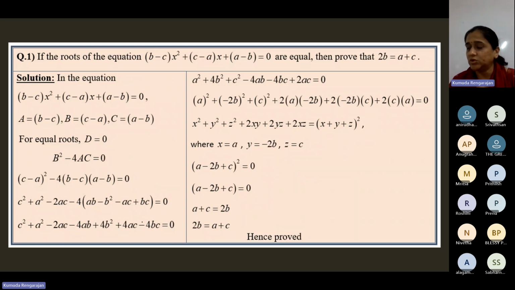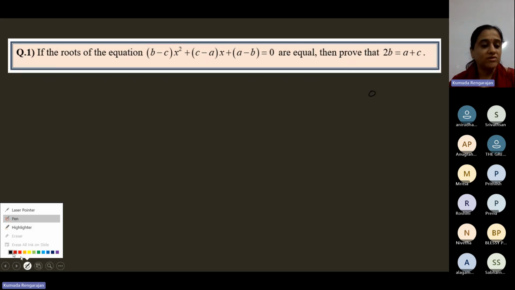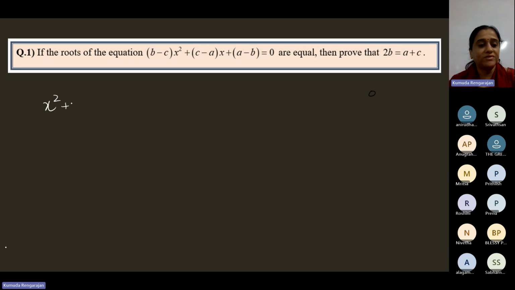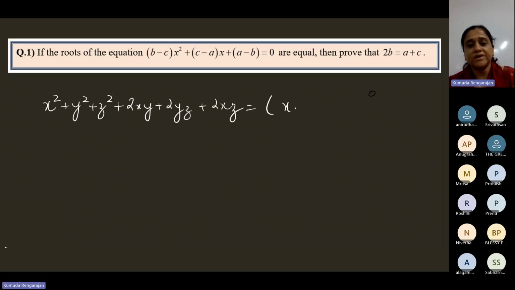Of these 6 terms, you can see 3 perfect squares: a square, 4b square, and c square. So this should take you to the identity x square plus y square plus z square plus 2xy plus 2yz plus 2xz is equal to x plus y plus z the whole square. Because this identity also has 6 terms.